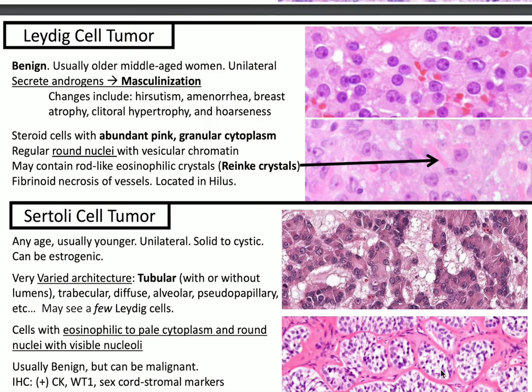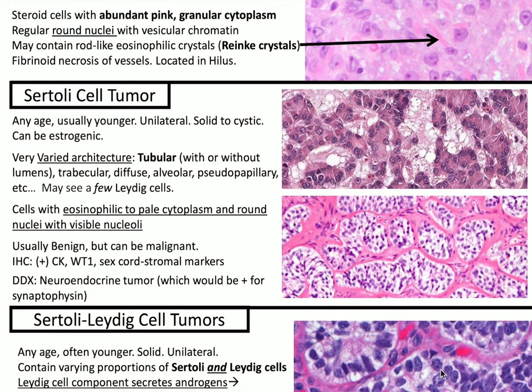Leydig cell tumor, it'll lead to androgen secretion and masculinization. You'll have abundant pink granular cytoplasm, and you can see Reinke crystals. Sertoli cell tumor, any age, usually younger. Variable architecture, you'll have eosinophilic to pale cytoplasm and round nuclei with visible nucleoli, usually benign, but can be malignant, and it's positive for cytokeratin, WT1, sex-cord stromal markers, and your differential is neuroendocrine tumor.